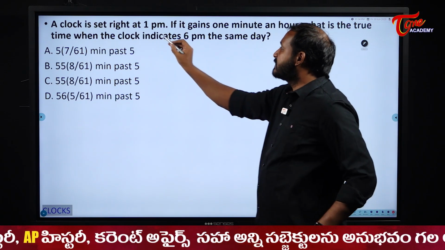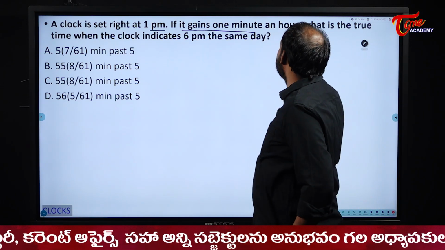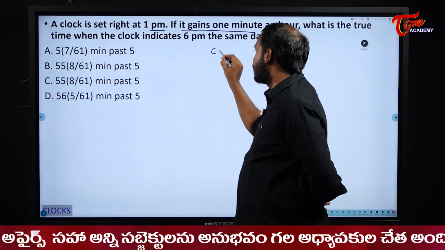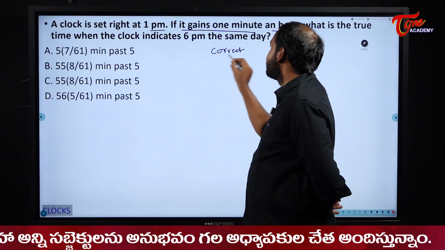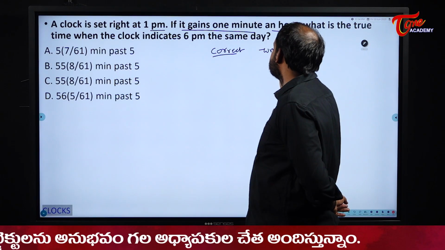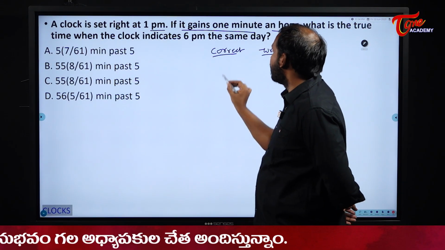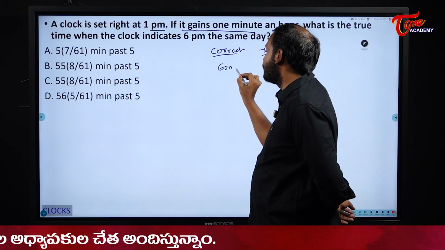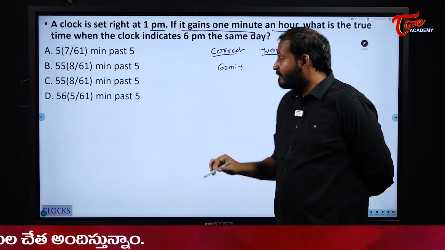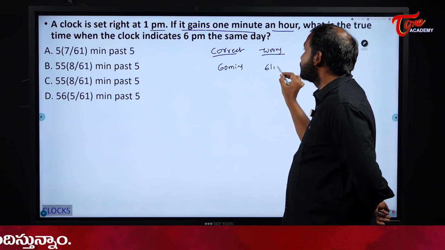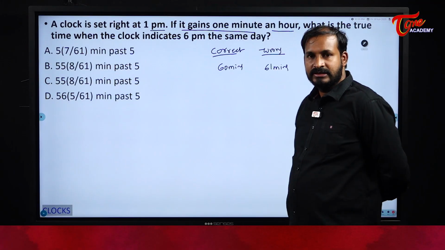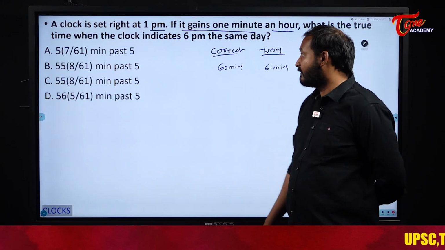Now, a clock is set right at 1 p.m. and it gains 1 minute an hour. So, correct clock, wrong clock. That means in my correct clock, if it runs for 60 minutes, in my wrong clock it will run for how many minutes? 61 minutes. Why? Because it gains 1 minute for every 1 hour.